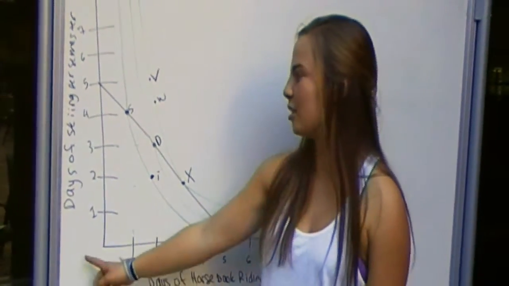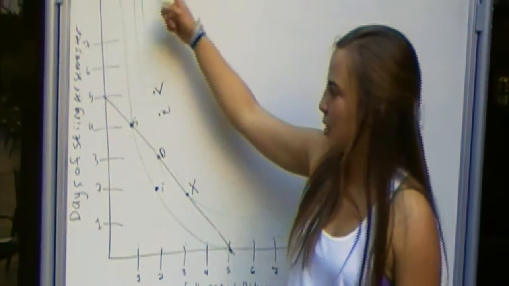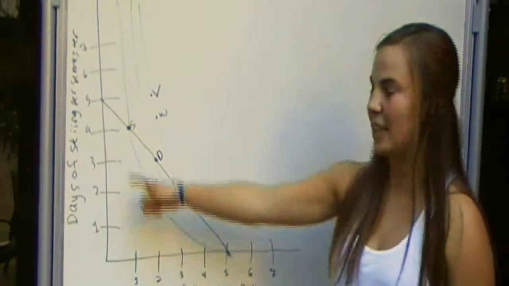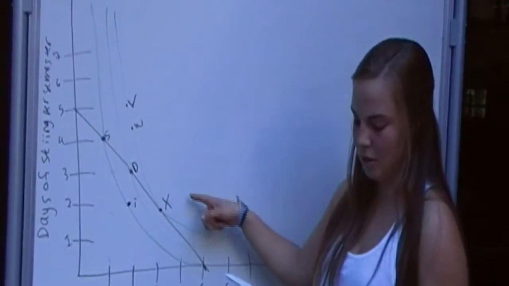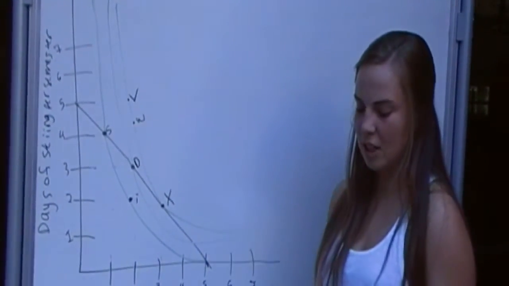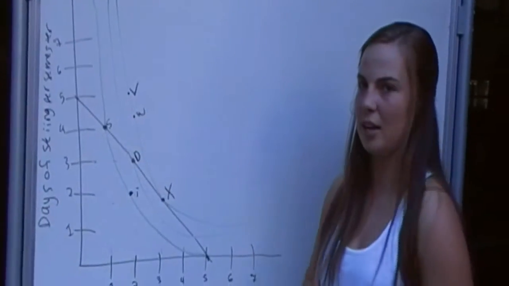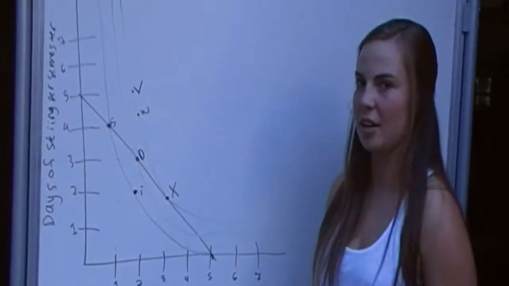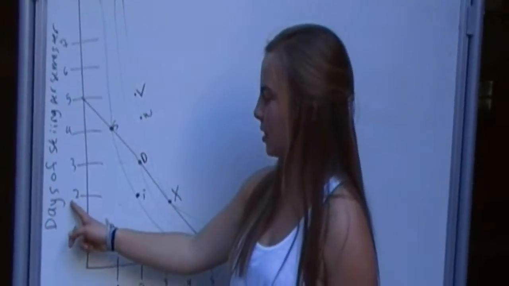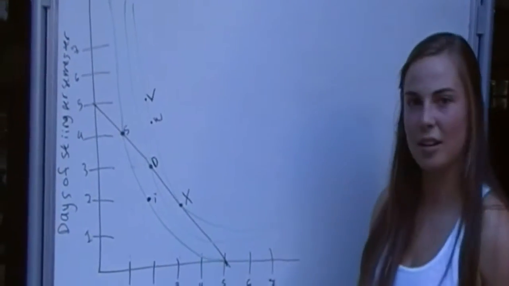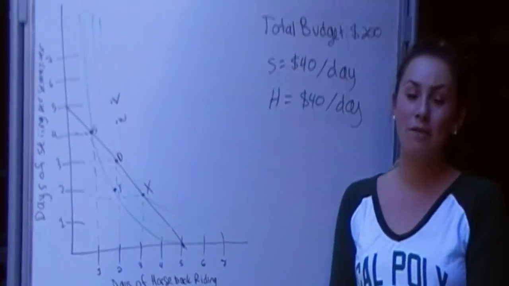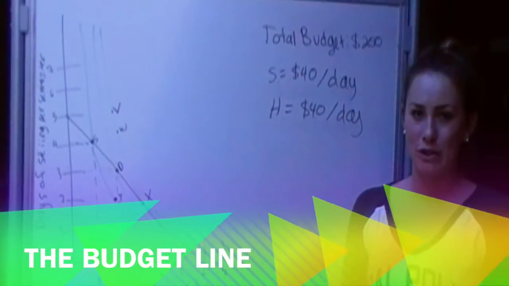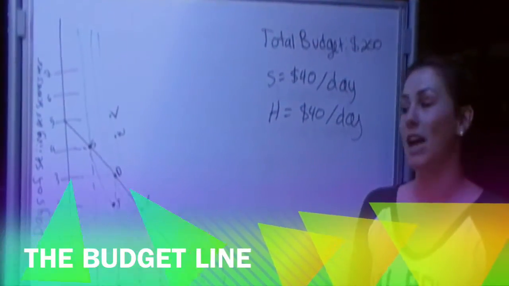This means the marginal utility for days of skiing per semester coming down the curve is increasing. It decreases from V to W to X and is negative because you are giving up something to gain something more of the other. So if you give up a day of skiing, you allocate that to days of horseback riding. Now that you have a better understanding of what the indifference curve is, I'd like to go over the budget line.